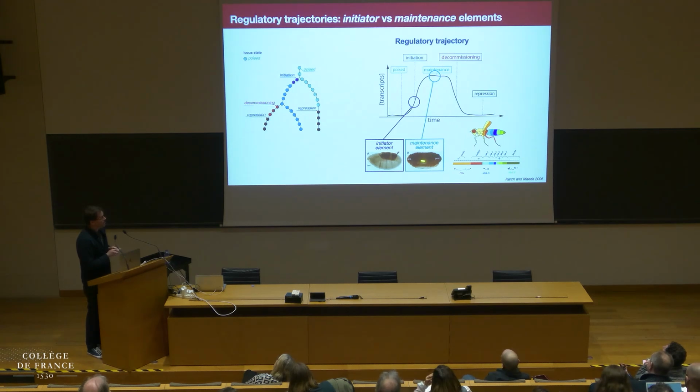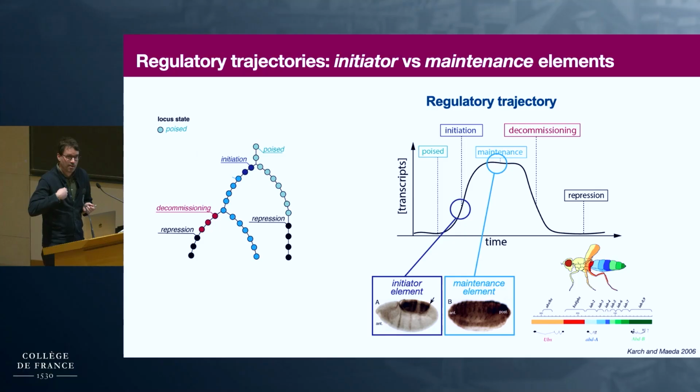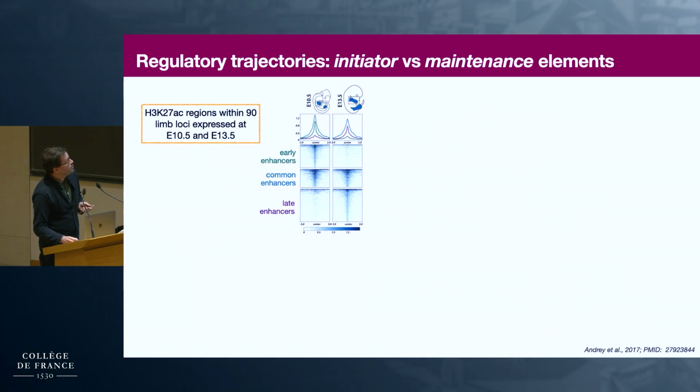So you can see here the different activity of either the initiator element that is spatially located or the maintenance element that is in fact controlling the expression in a cell type. Right, so in the limb, you can find similar elements.